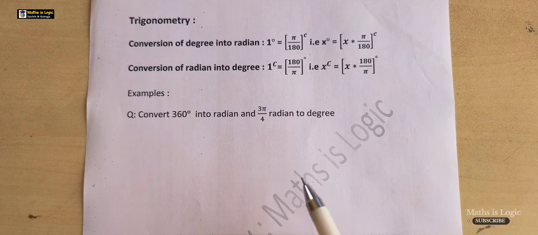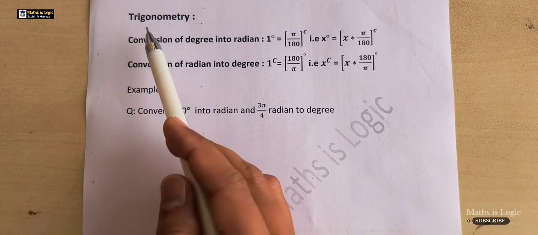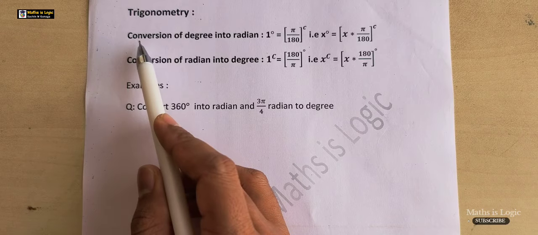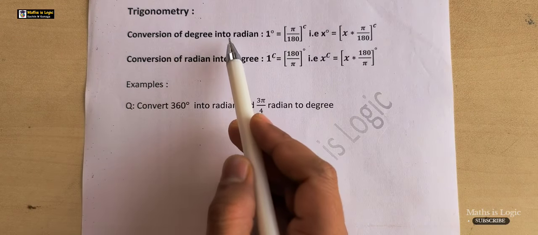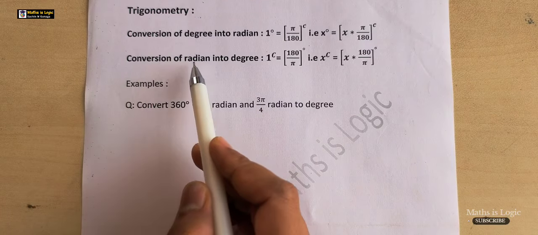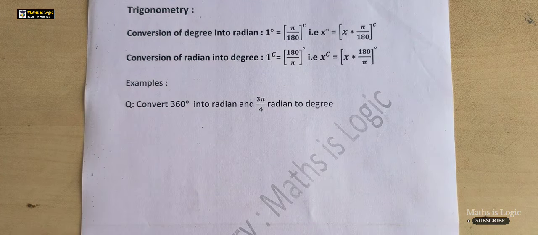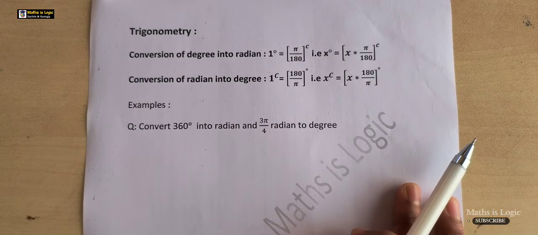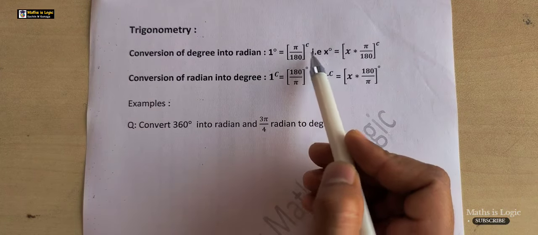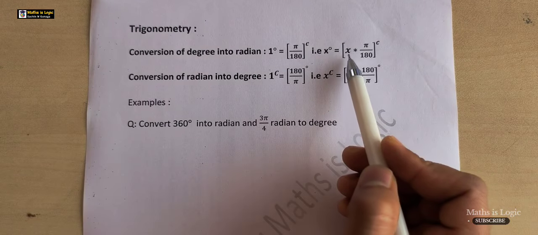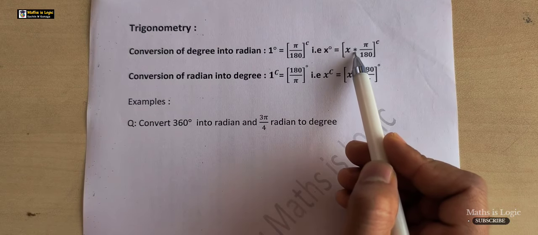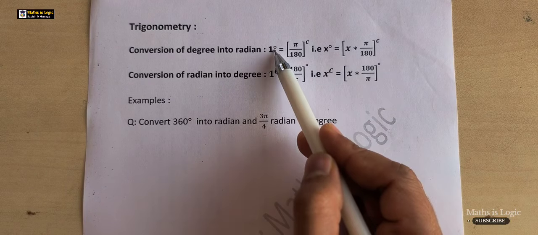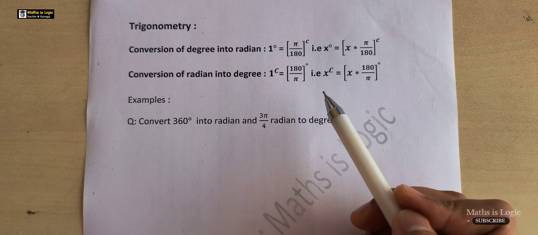Hello everyone, in this video I am going to solve all questions related to trigonometry. First comes conversion of degree into radian and radian into degree. Remember, if you want to convert degree into radian, for that given degree multiply by pi divided by 180. Then that degree will convert into radian.